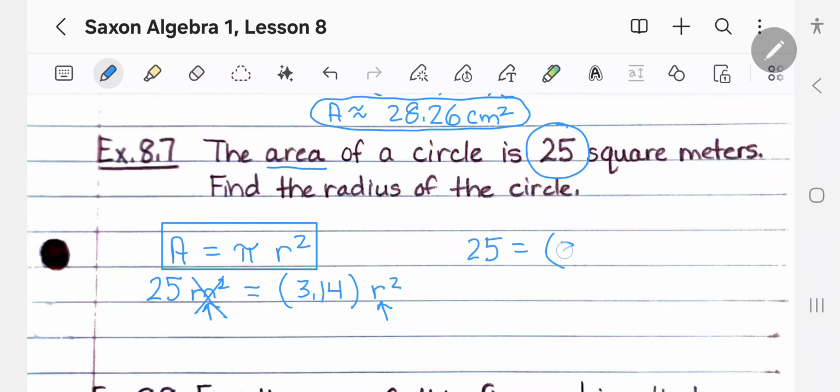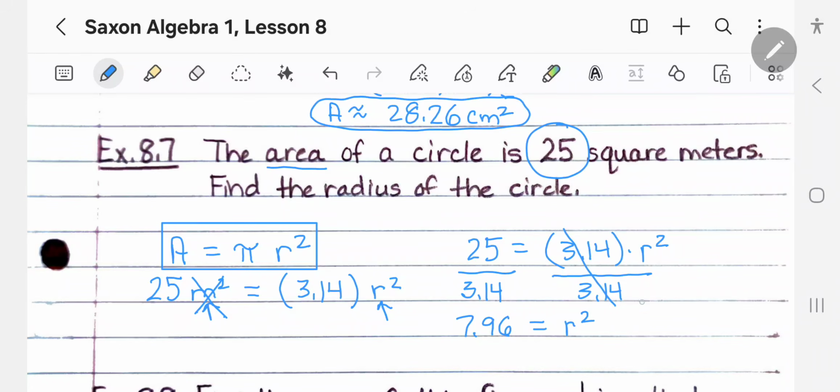25 is equal to 3.14 times the radius squared. Well, I can't figure out the radius squared part until I get rid of this 3.14 that's with it. Now, in previous courses, you have solved simple equations where when you're multiplying a variable, you can get rid of it by dividing both sides. So let's do that. Let's divide both sides by 3.14. When we divide both sides by 3.14, we get 7.96 is equal to the radius squared.